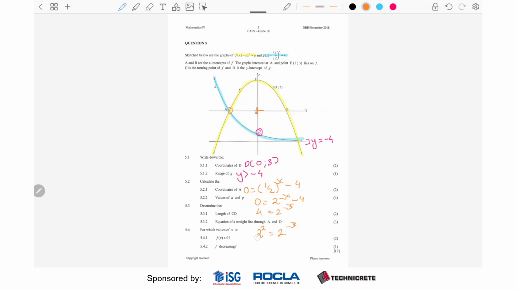Therefore we can get rid of these bases and focus on the exponents. So 2 is equal to -x. Therefore x is equal to -2. Therefore the coordinates of A is (-2, 0).